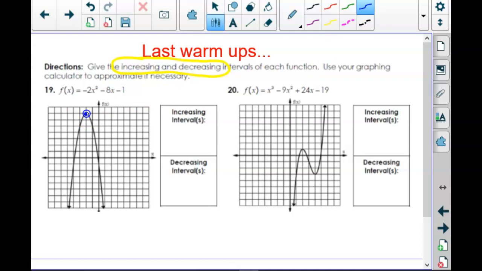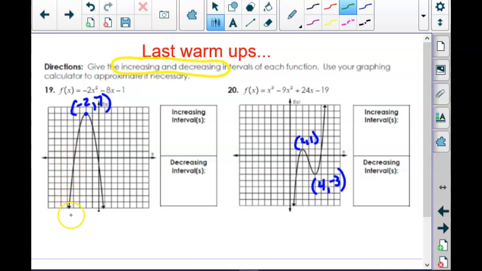So I'm going to label this as -2. I can't tell. 1, 2, 3, 4, 5, 6, 7. So -2, 7. And over here, I'm going to label this as 2, 1, and 4, -3. Because that will help us do the increasing and decreasing.